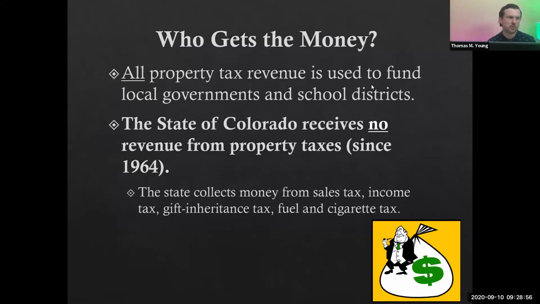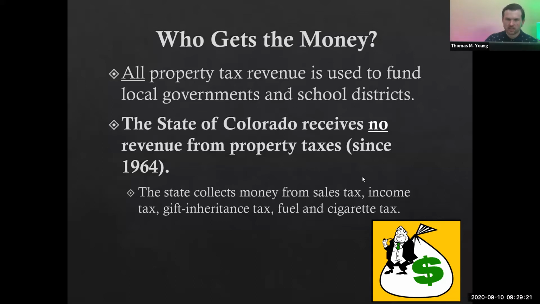It used to when Colorado was actually still a territory, it received most of its revenue through property taxes and funded a lot of the construction and infrastructure through property taxes levied on every property in the state. Now the state gets most of its money from sales tax and income taxes, and so the property taxes dropped off.